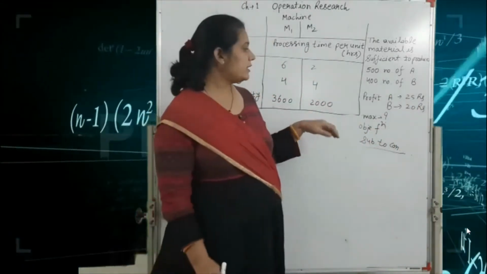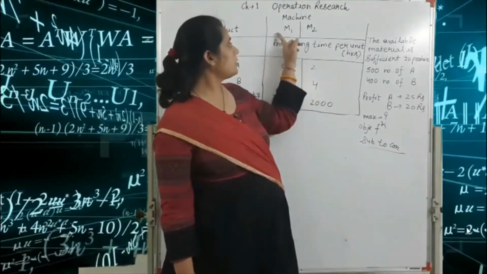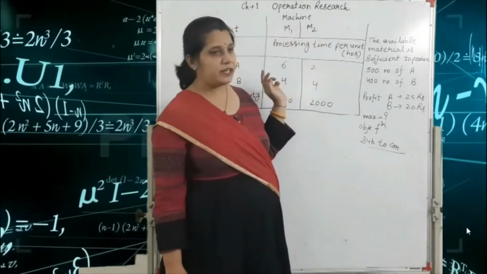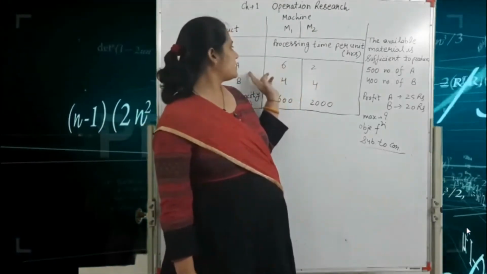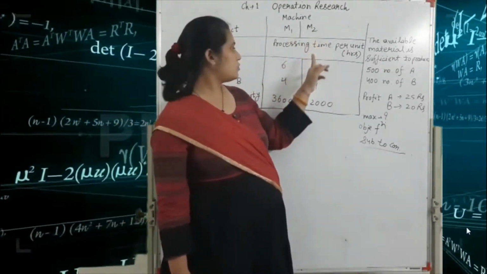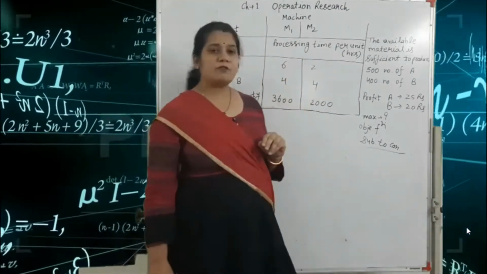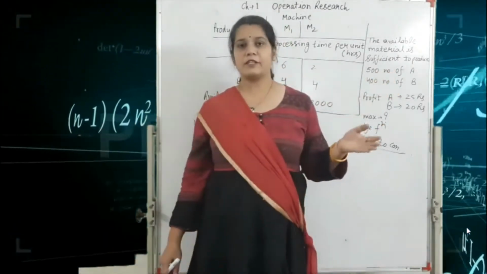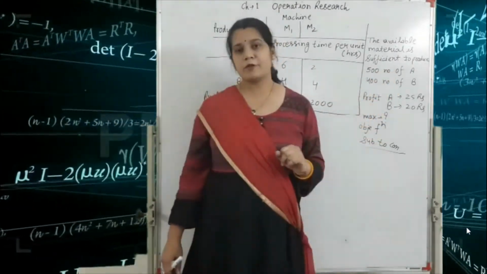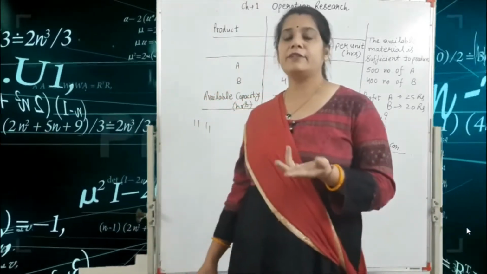Here we are given two products. Every product passes through machines M1 and M2. For product A, M1 is 6 hours and M2 is 2 hours. For product B, M1 is 4 hours and M2 is 4 hours. The available capacity is given as 500 units of product A and 400 units of product B, and here we are given the profit of 25 rupees and 20 rupees.